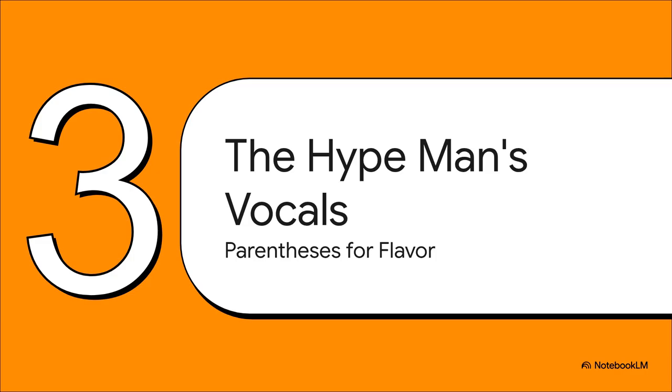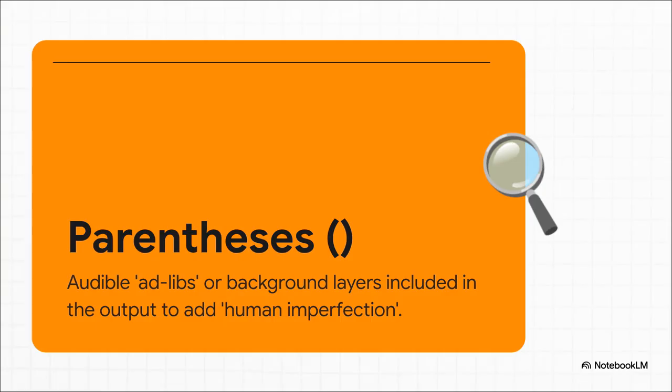All right, so we've mastered this silent engineer. Now let's talk about the hype man. How do we add those essential human imperfections, the ad-libs and the textures that make a performance feel alive and not so robotic? This is where parentheses come in. Unlike brackets, anything you put inside parentheses is meant to be heard. It's the background layer, the ad-lib, the flavor.